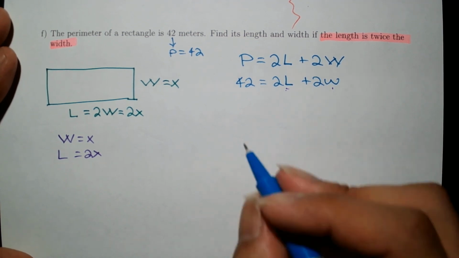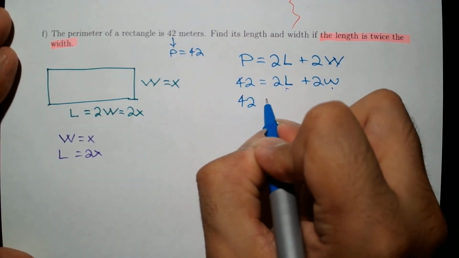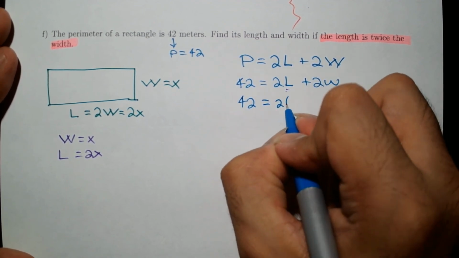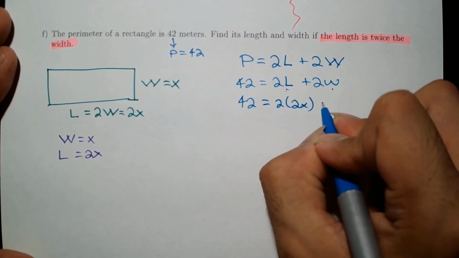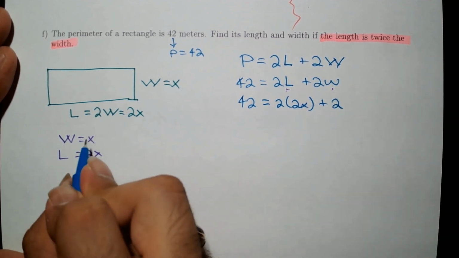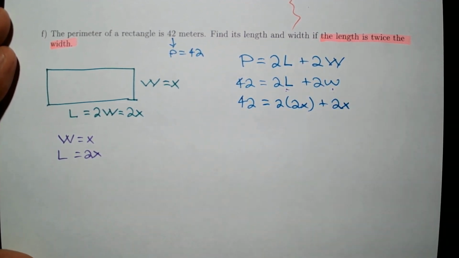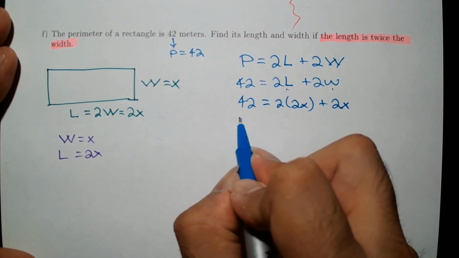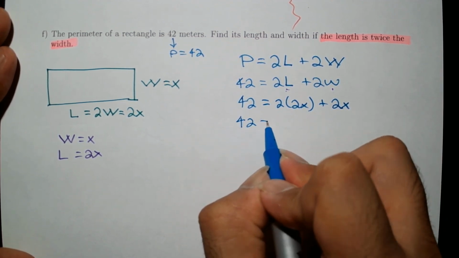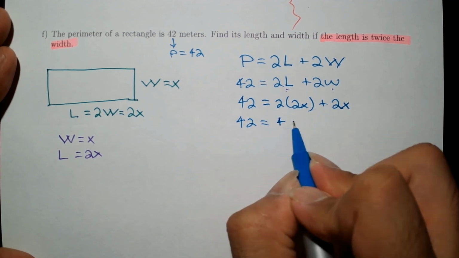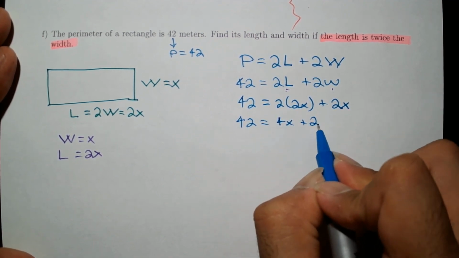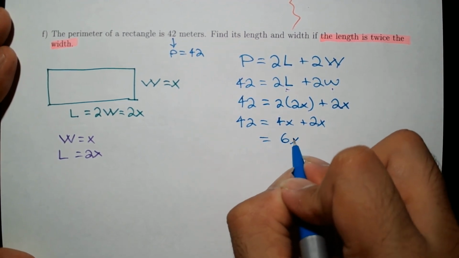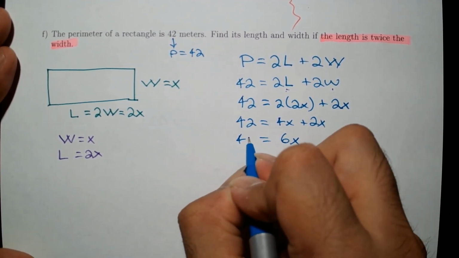So now let's go here. 42 equals 2 times the length, which is 2x, plus 2 times the width, which is simply x. Okay, so if we multiply these out, we get 42 equals 4x plus 2x. 4x plus 2x gives us a total of 6x equals 42.